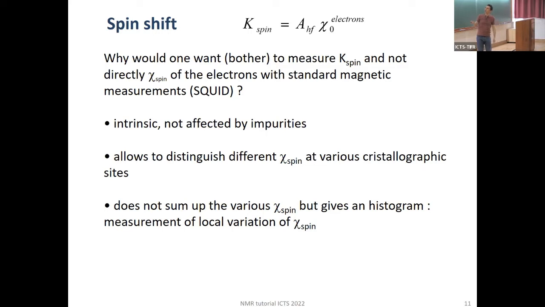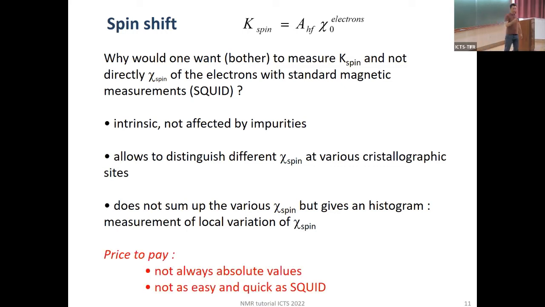You can measure susceptibility at different sites, so it can be interesting. If the physics is inhomogeneous, you can imagine that, for example, when you dope a high Tc, the doping will be different on the different copper planes, and so the susceptibility of the different coppers will be different, and with NMR you can probe that. You can access local variation. This is a bit more specific, but very important. I'll give you an example.